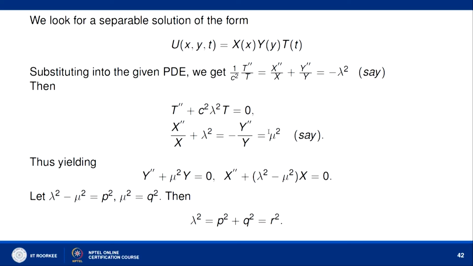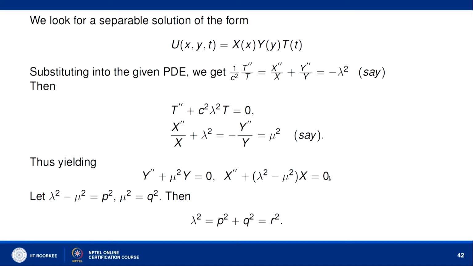So now if we consider the last two equations, it is given as Y double dash plus mu square Y equal to 0, and X double dash plus lambda square minus mu square X equal to 0. Now to simplify these three equations, one equation is T double dash plus c square lambda square T equal to 0, and Y double dash plus mu square Y equal to 0, and X double dash plus lambda square minus mu square X equal to 0.